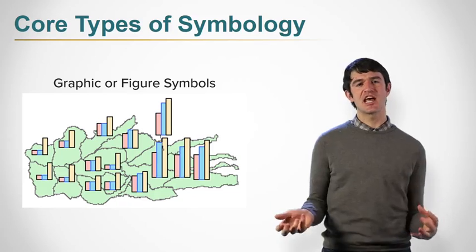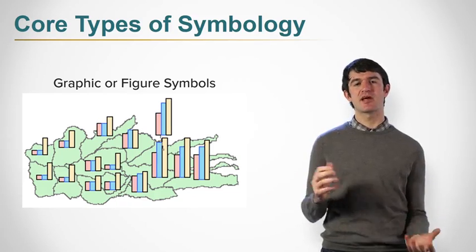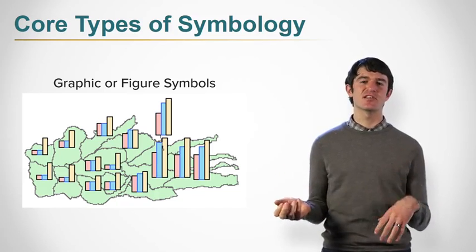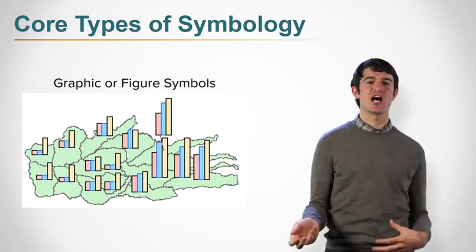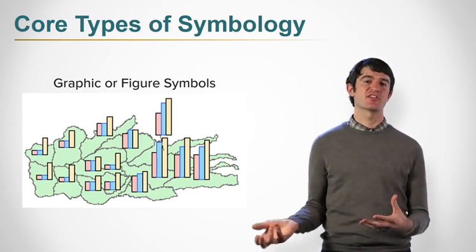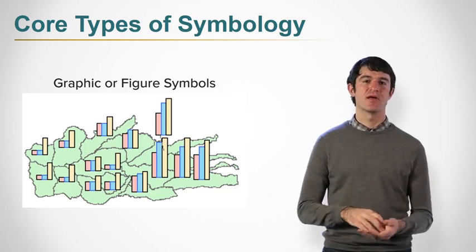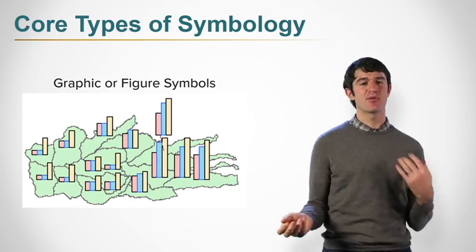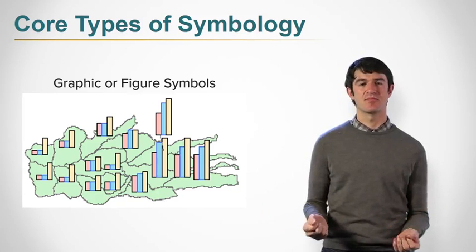And the last major type of polygon symbology is when we create graphics or figure symbols. This is where we can create charts and figures and overlay them on top of our polygon boundaries so that you know which figure information corresponds to which area. Again, what you choose to use depends on your data, the purpose of your map, and your audience.